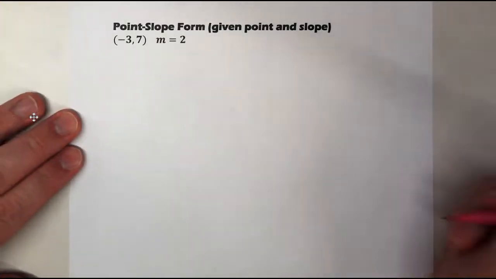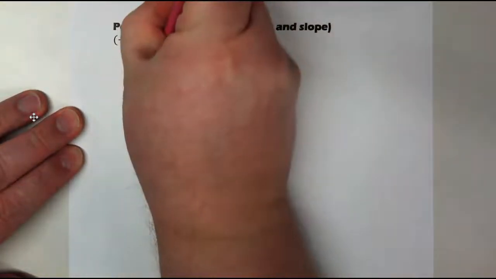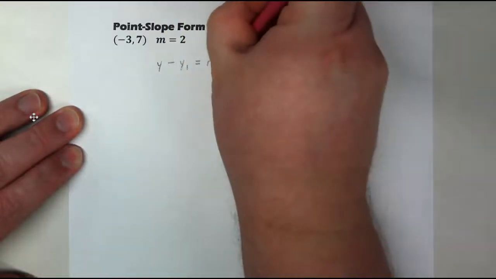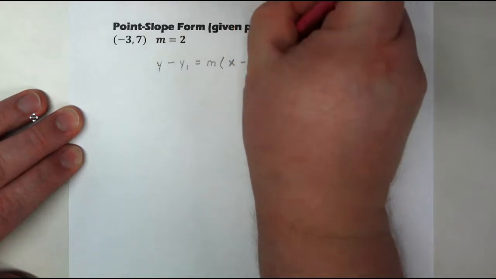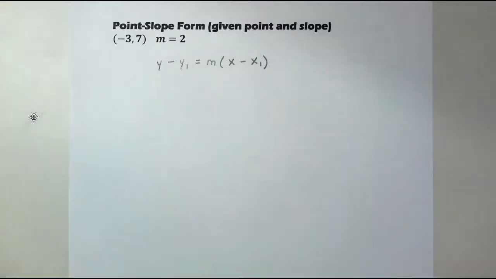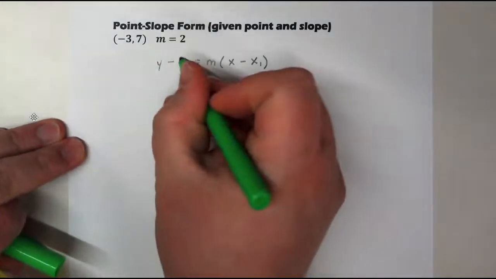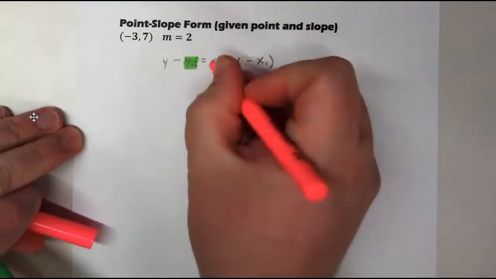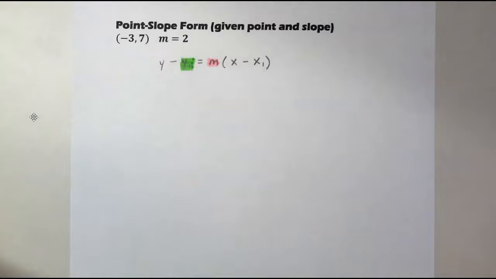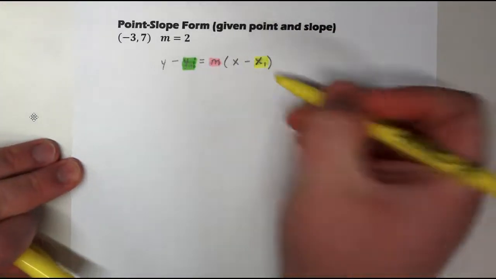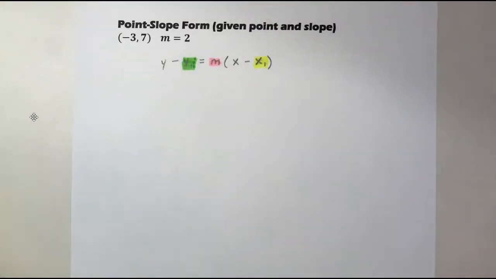Well, first we need to remember what point-slope form is, and it looks like this. y minus y1 equals m times a quantity of x minus x1. All three of these pieces are interchangeable. The y1, the m, and also the x1. So those three parts will be changed into numbers based on what we're given.